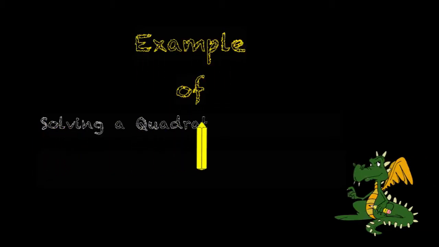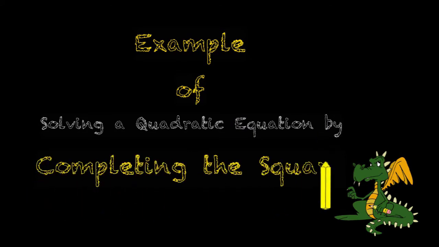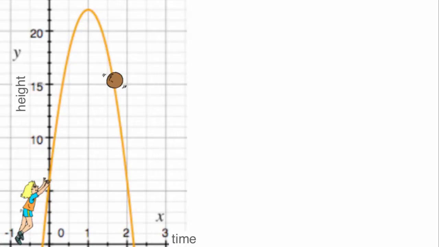In this video, we'll be looking at an example of how to solve a quadratic equation by completing the square. Ava is throwing the ball up in the air from a starting height of 6 feet with an initial upward velocity of 32 feet per second. This situation can be represented by the equation h equals negative 16t squared plus 32t plus 6, where h represents the height of the ball above the ground in feet, and t represents how long the ball has been in the air in seconds. Let's use the equation to determine when the ball will hit the ground.